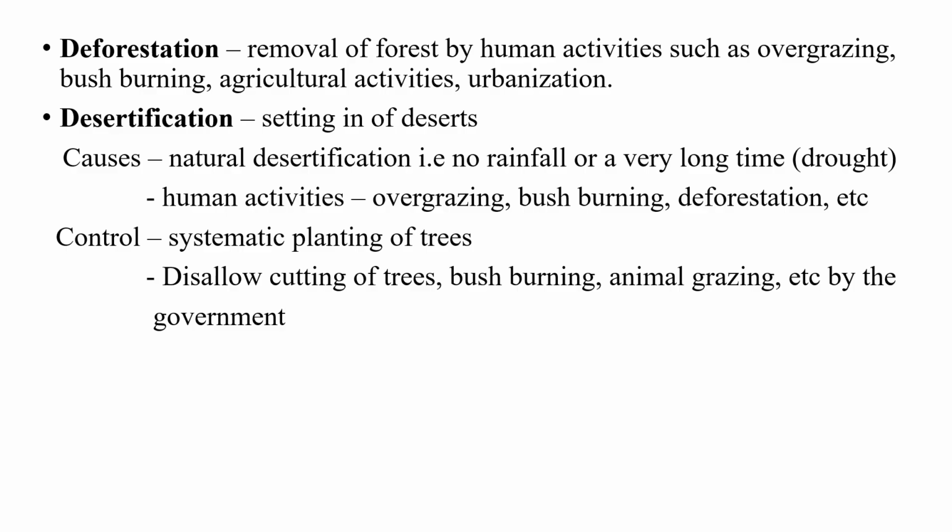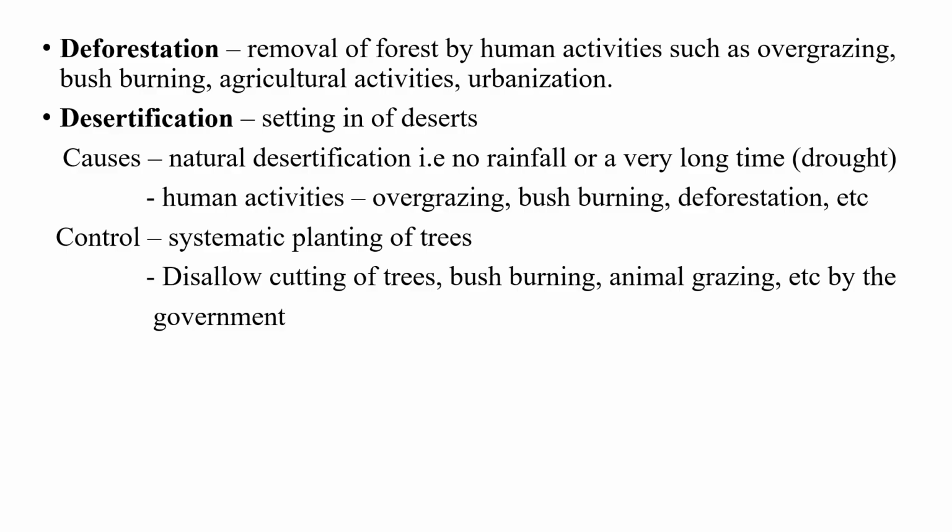For example, if you travel on the Lagos Ibadan Expressway, you discover that some places where we had forest before, we don't have forest there again. They have been cleared for construction of different types of companies. So this is an example of deforestation for urbanization purposes. Then we have what we call desertification. Desertification means the setting in of deserts.